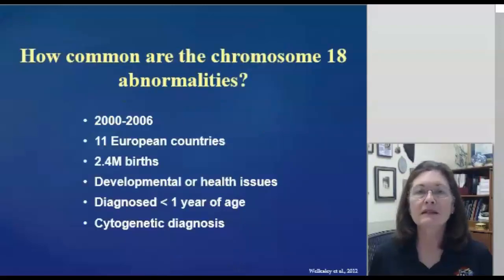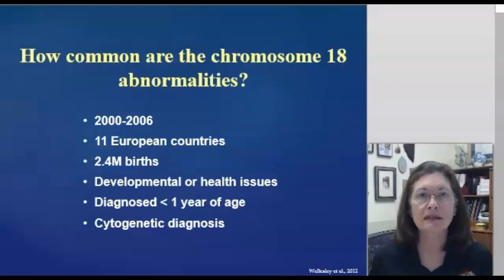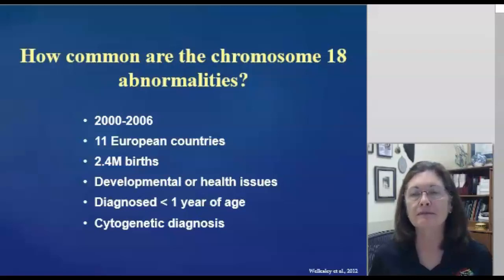comes from a study done in Europe, with data gathered between 2000 and 2006, and it includes 11 European countries. They included in this study 2.4 million babies, so it's quite a lot, and they all had developmental delay or health issues, and they were diagnosed at under 1 year of age. So they were referred to genetics clinic because their delays or issues were significant enough, and then had a cytogenetic analysis.